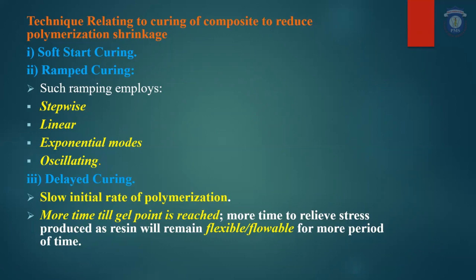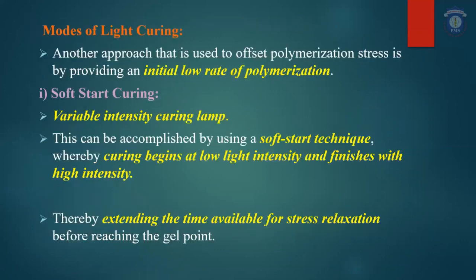That is, you're not curing the composite at a single intensity in one go. You are actually modifying the intensity of the light as well as the duration. Now let us see what it actually means. Just remember these three terms: soft start curing, rammed curing, and delayed curing. So these are basically different modes of light curing.